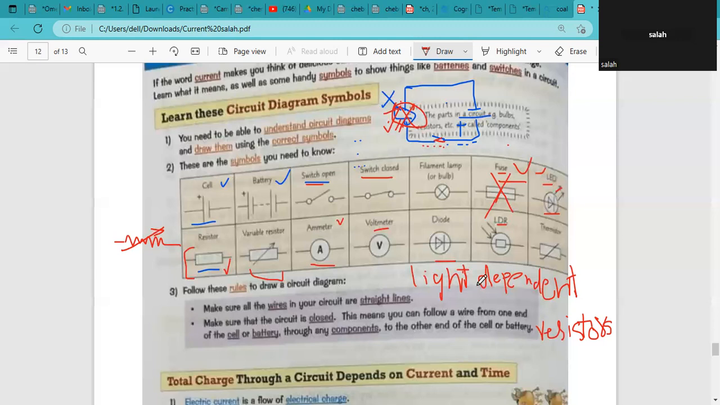And next we have thermistor. It's a resistor that is mainly dependent on temperature. Yes, it's a heat sensitive resistor. You are right.